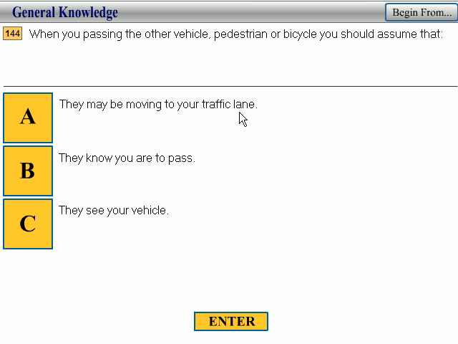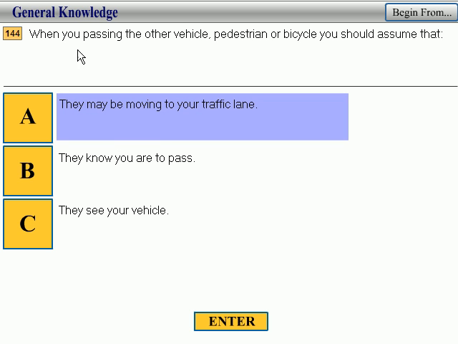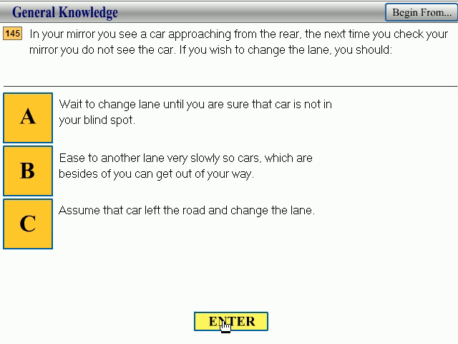Well, you could probably assume that they are moving to your traffic lane. You couldn't really assume that they know you are to pass. You can't really assume what other people know. And you really can't assume what other people see. So you should assume they are moving to your traffic lane. So let's go with A. So when passing the other vehicle, pedestrian or bicycle, you should assume that they may be moving to your traffic lane. And that's correct.